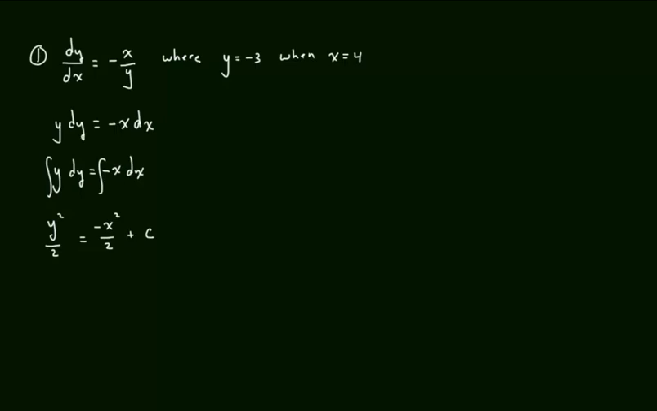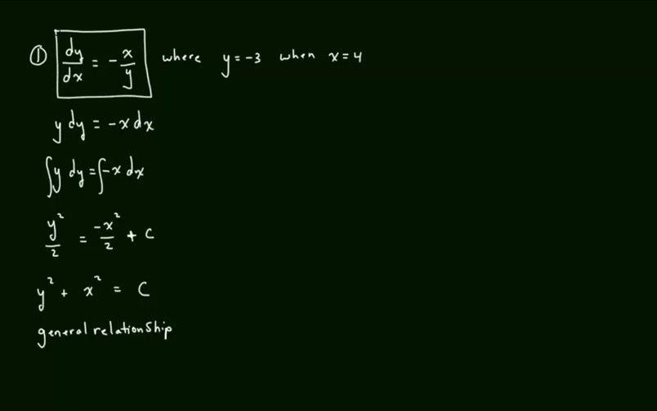Now, had I written a plus c on the left-hand side, I would have brought that over and they would have combined to get one gigantic plus c on the right-hand side. I'm going to go ahead and multiply both sides by 2 and also get the y and x's on both sides just to make a point here. Y squared plus x squared is equal to c. This is what's called a general relationship. It describes how y and x are related in an effort to get dy dx to have this derivative.